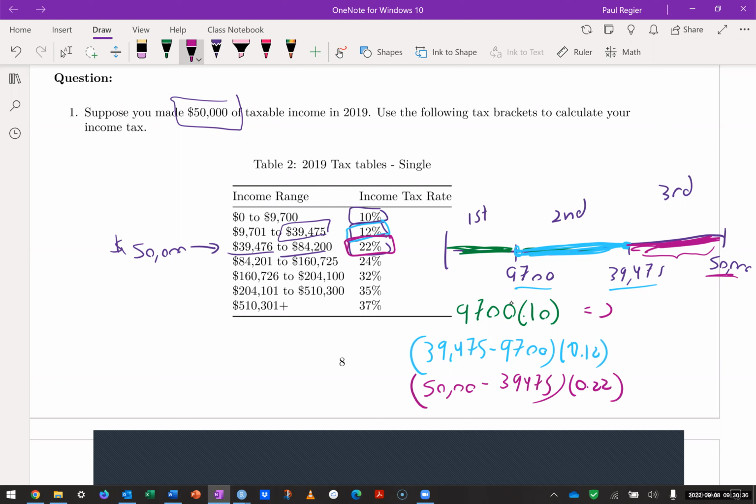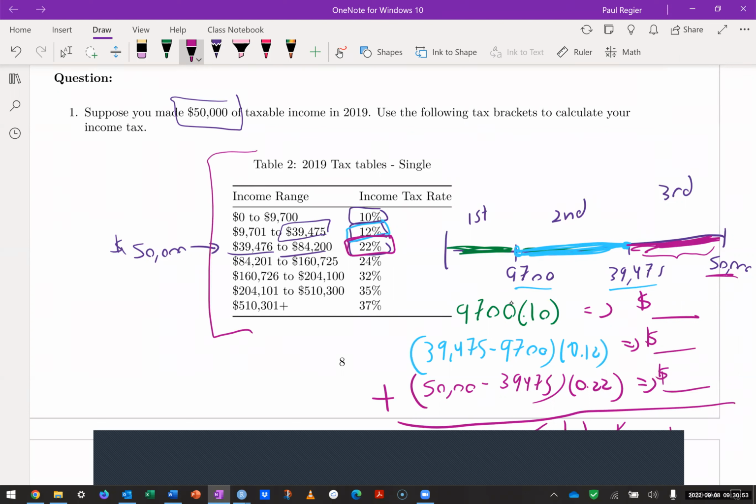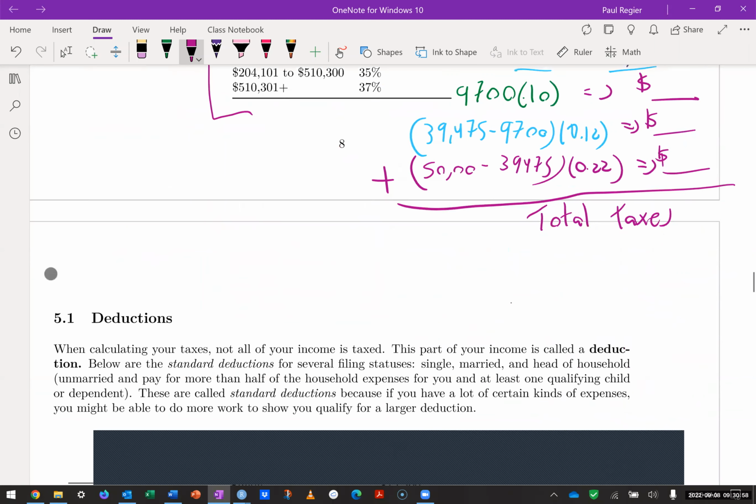So you would find out what all these are. You have an answer for each bracket. And then we have to add them up to get the total taxes. Okay, so you got that. Practice with this. This part is the trickiest bit, how to use your tax table to find the brackets. Some practice will be good there.